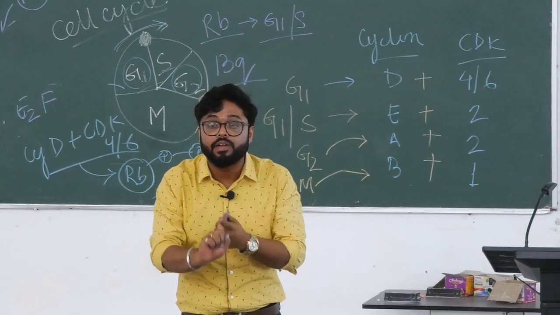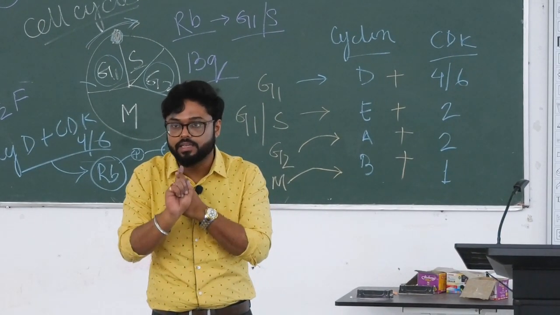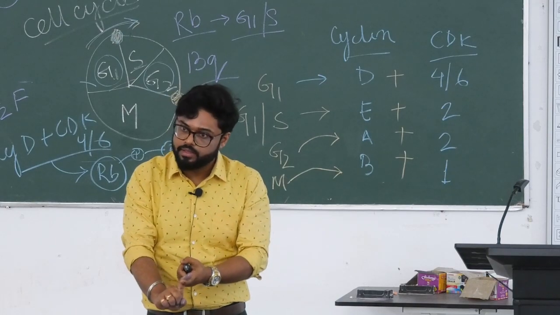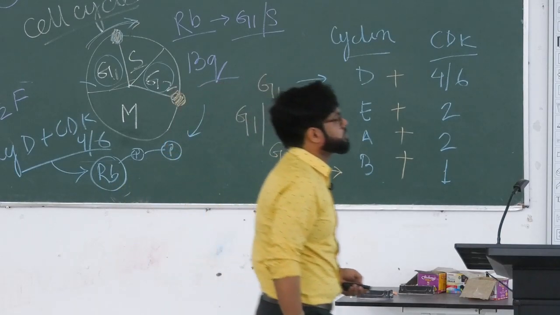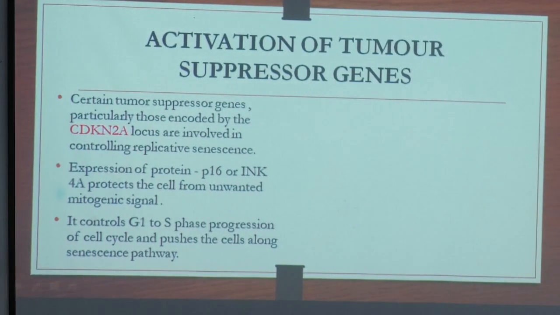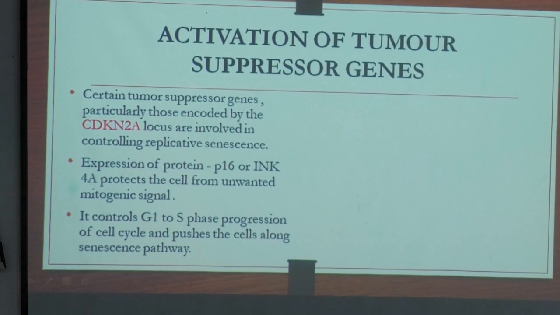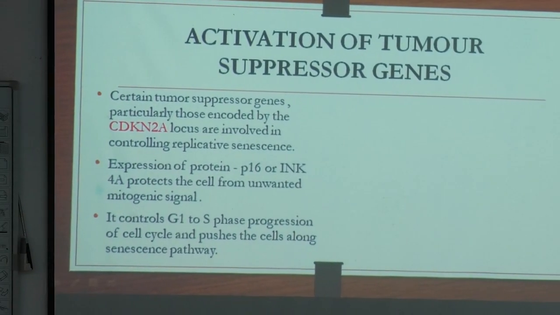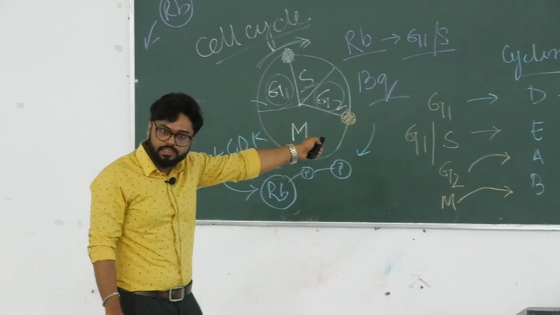One of the foundation mechanisms. You should thoroughly understand this concept. Okay? Next, inactivation and activation of the tumor suppressor gene. Normally, when the cell is going into a stage of senescence, there should be activation of the tumor suppressor gene. The retinoblastoma gene is a tumor suppressor gene.